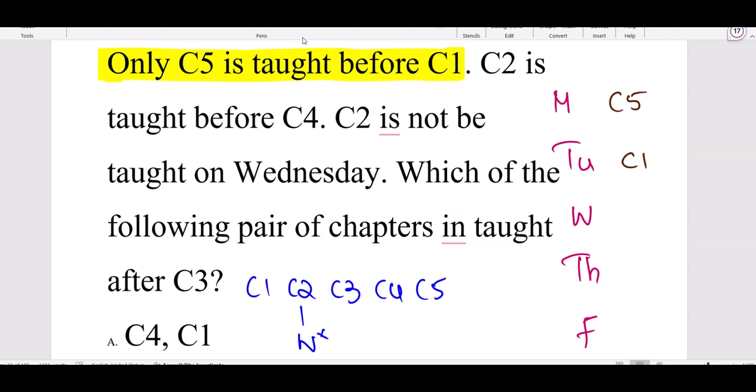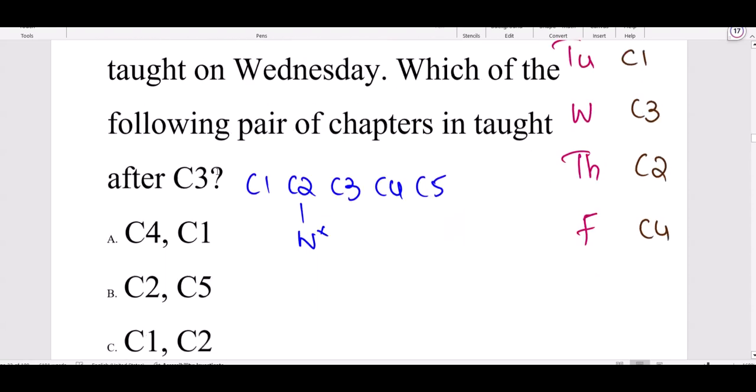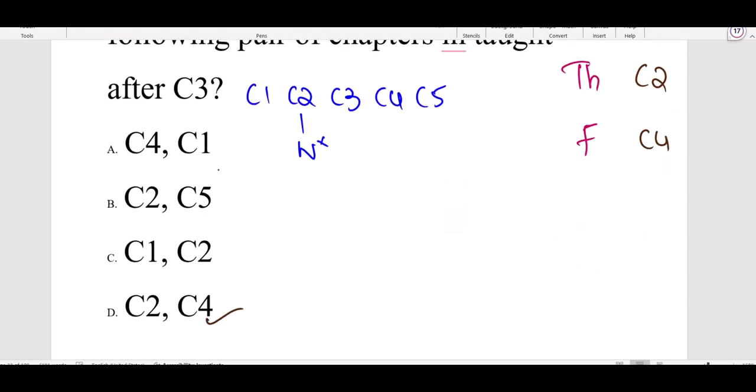C2 is before C4, the important thing is that it is not mentioned as immediately before. It can be C2, C4 together, or C2, C4 with some gap between them. And C2 is not on Wednesday. So definitely now we have C2, C4 after C3. Which of the following pairs is after C3? C2, C4, option D.